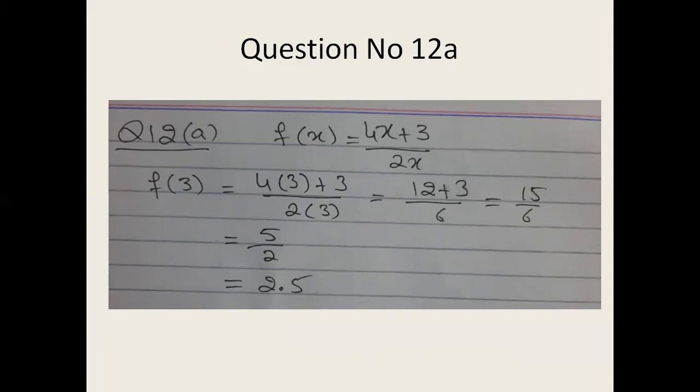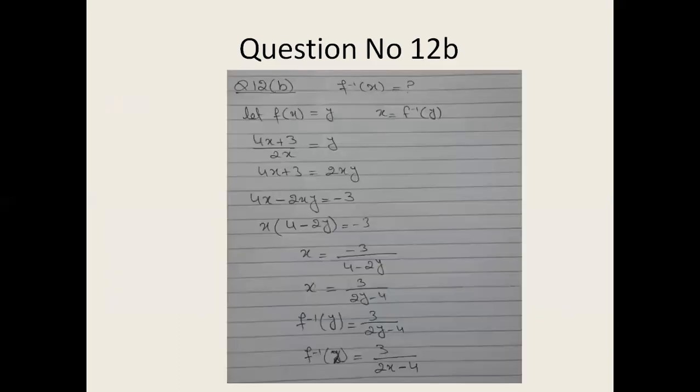Cancel it with the 3, so you will have 5 by 2, that will be 2.5. So the final answer, f of 3 will be 2.5. This is how you do question number 12, A part. Question number 12, B part, and it says find the f inverse of x.